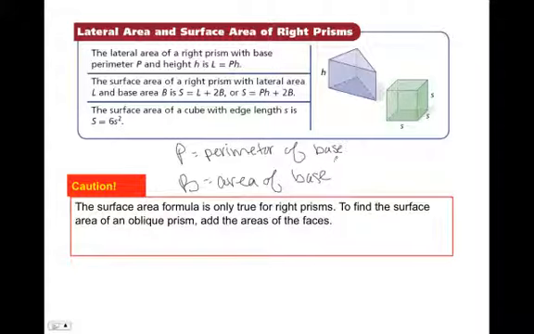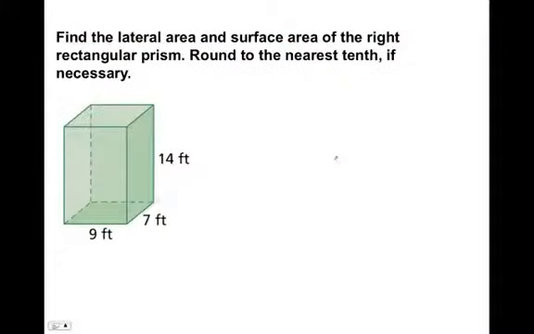Now be careful because these formulas only hold true for right prisms. To find the surface area of an oblique prism, you have to have the net and you have to find the areas of the faces and add them together. So let's look at right prisms to practice our formulas. Here we have a rectangular prism, and they want us to find the lateral area and the total surface area.